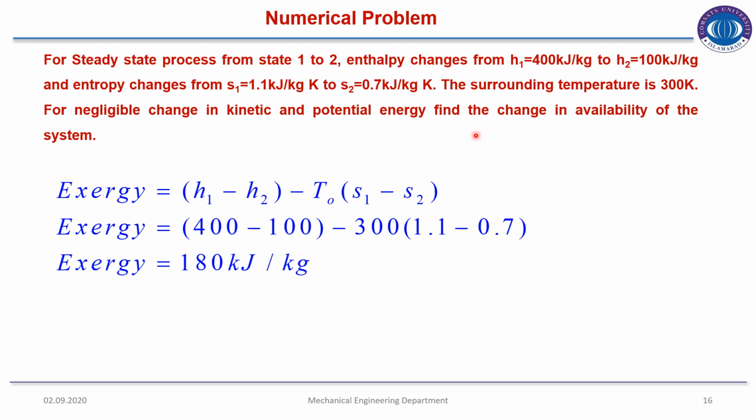So here the change of availability is equal to the exergy of the system. So we know the relation: delta H minus T naught delta S. We know all the values of H1, H2, S1, S2, and T naught is the temperature of the surrounding. We plug in all the values: state 1 enthalpy, state 2 enthalpy, surrounding temperature, state 1 entropy and state 2 entropy. So the value of exergy is 180 kilojoule per kg.